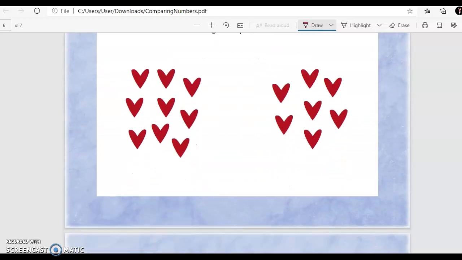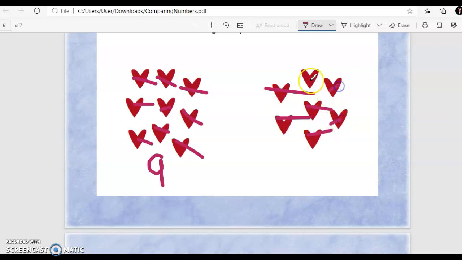Now let's count the hearts. 1, 2, 3, 4, 5, 6, 7, 8, 9 hearts. And here I have 1, 2, 3, 4, 5, 6, 7 hearts. Let's compare these two numbers, 9 and 7. Which number is less?